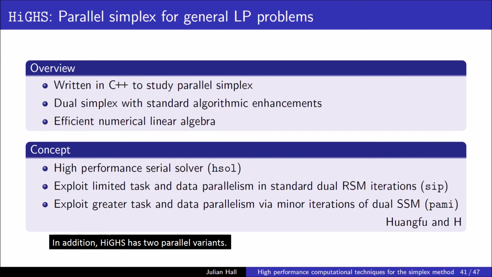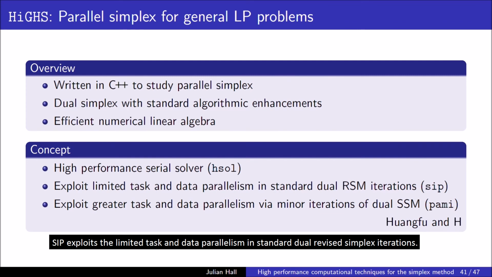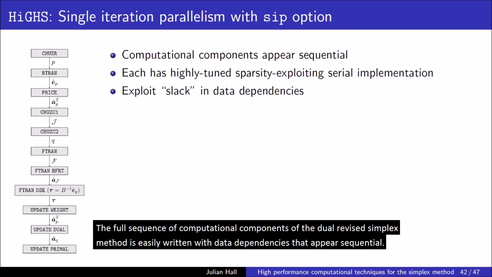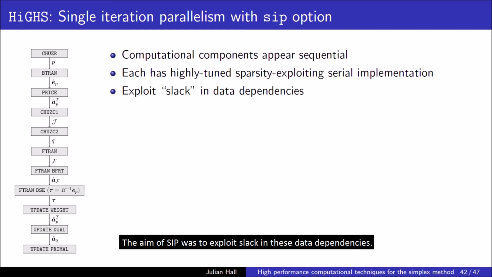In addition, HiGHS has 2 parallel variants. SIP exploits the limited task and data parallelism in standard dual revised simplex iterations. PAMI exploits greater task and data parallelism via minor iterations of the dual standard simplex method. The full sequence of computational components of the dual revised simplex method is easily written with data dependencies that appear sequential. The aim of SIP was to exploit slack in these data dependencies.